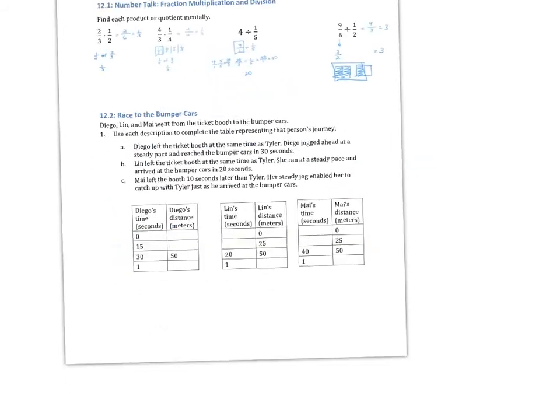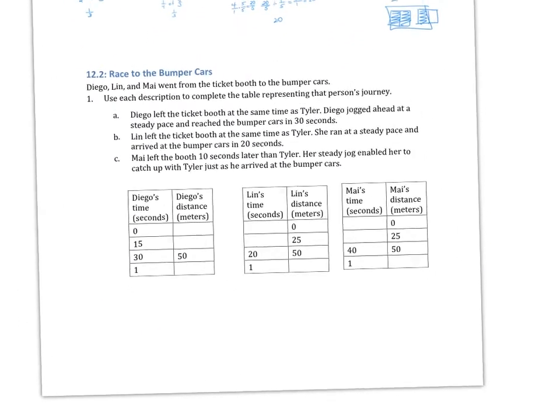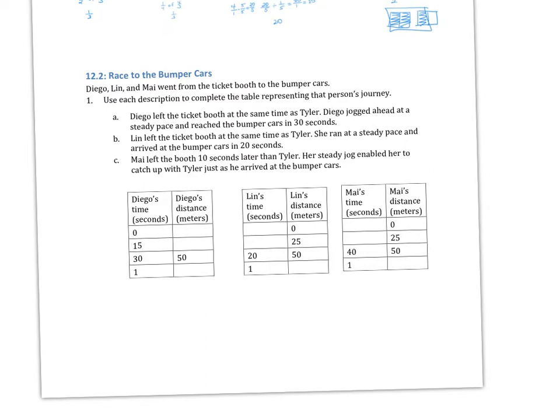So let's go ahead and move on to the next activity. In this next activity, we're going to think back to the last lesson where we were looking at Tyler and his walking to the bumper cars from the ticket booth. This time, we're going to add Diego, Lynn, and May to the situation. So let's take a look at the problem. It says, use each description to complete the table representing that person's journey.